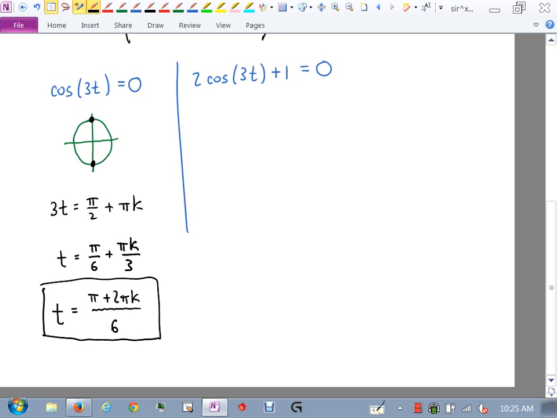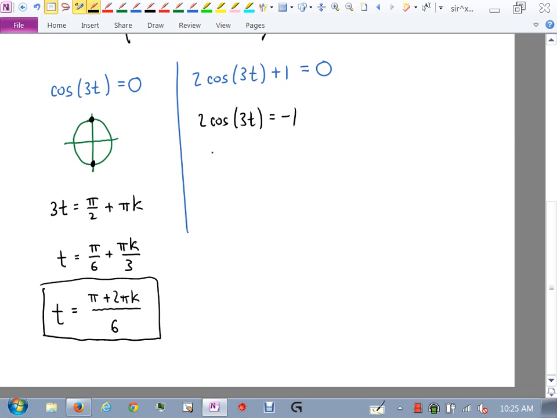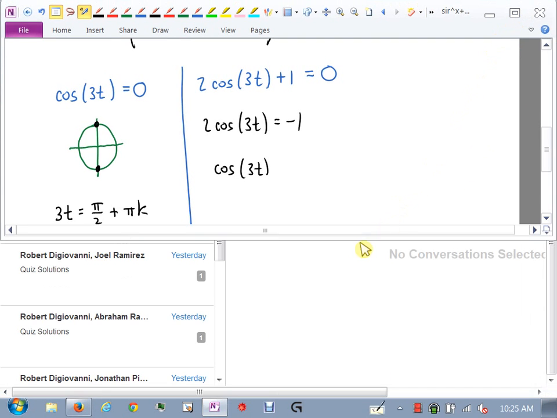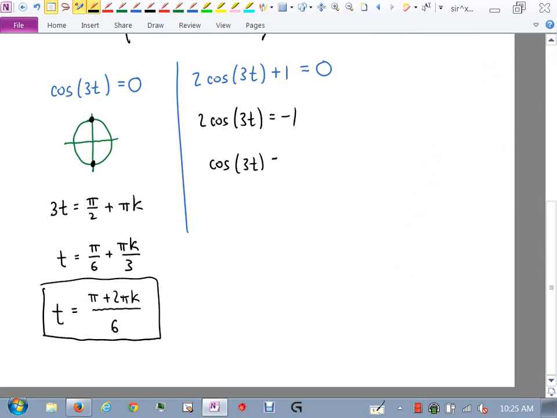The other one, I have to isolate the trig function. So I'm first going to move the 1 to the other side. Makes it a negative 1. Okay. Right, move the 1 over to the right side, makes a negative 1. Divide by 2. I get negative 1/2. And I've got the trig function isolated, so now I go to my unit circle.